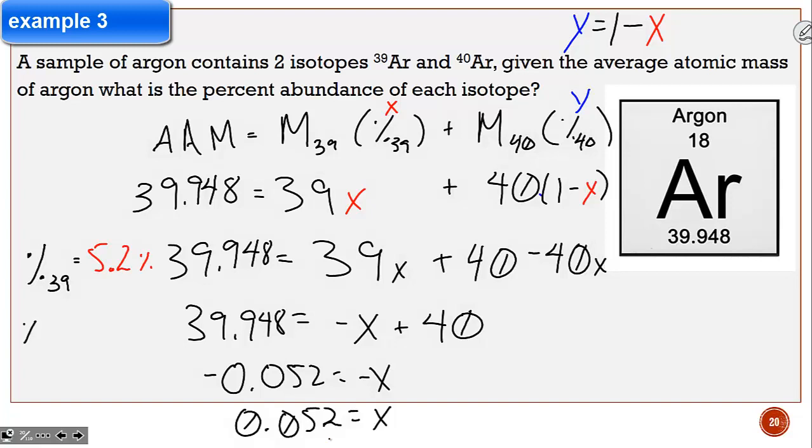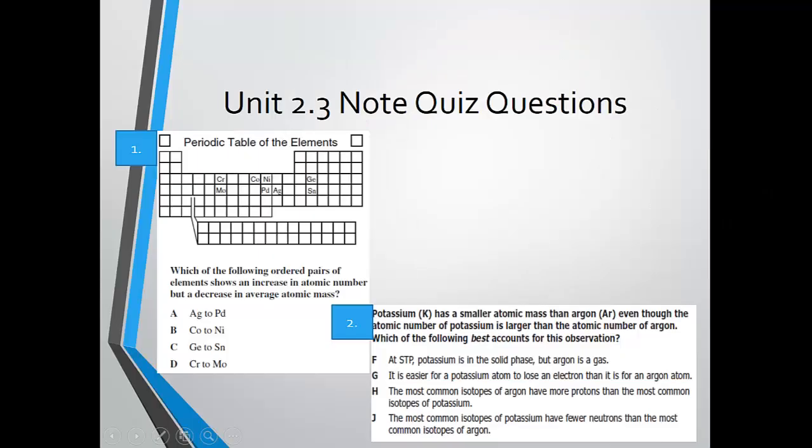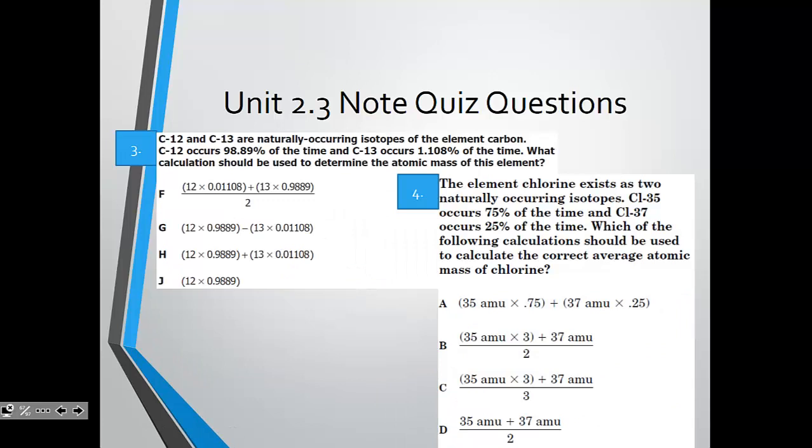By subtraction, the percent that's 40 would be 100 minus x. So the percent 40 would be 94.8%. With that being said, you are able to do the 5 quiz questions for 2.3 in the back of your packet. Notice that 3 and 4 require no actual calculations. You need only know the mathematical process by which we calculate average atomic mass.